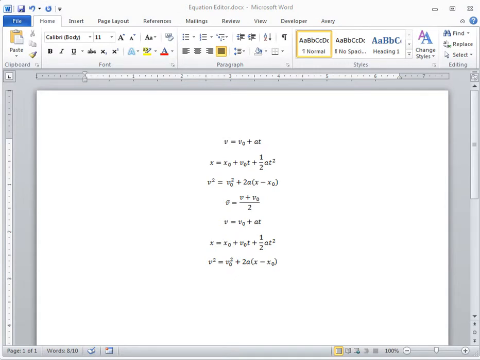I'm going to insert it first so we can see how to go about it. So here we go. Let's see if it formats it properly. There we go.